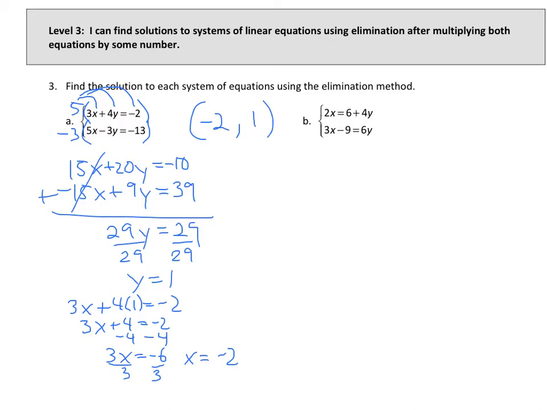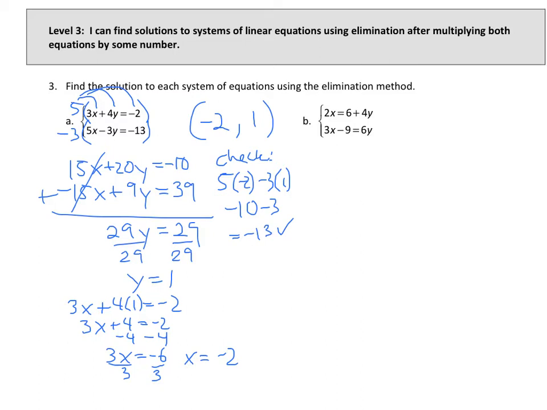And then I'm going to check my answer in the second equation. 5 times negative 2 for x, minus 3 times 1 for y. I hope I get negative 13. I get negative 10 minus 3, which is negative 13, so it worked.